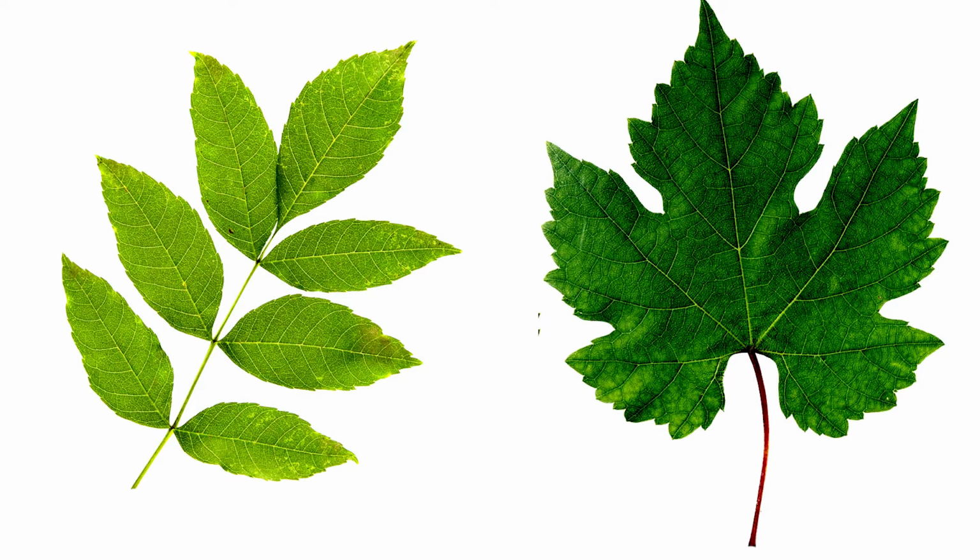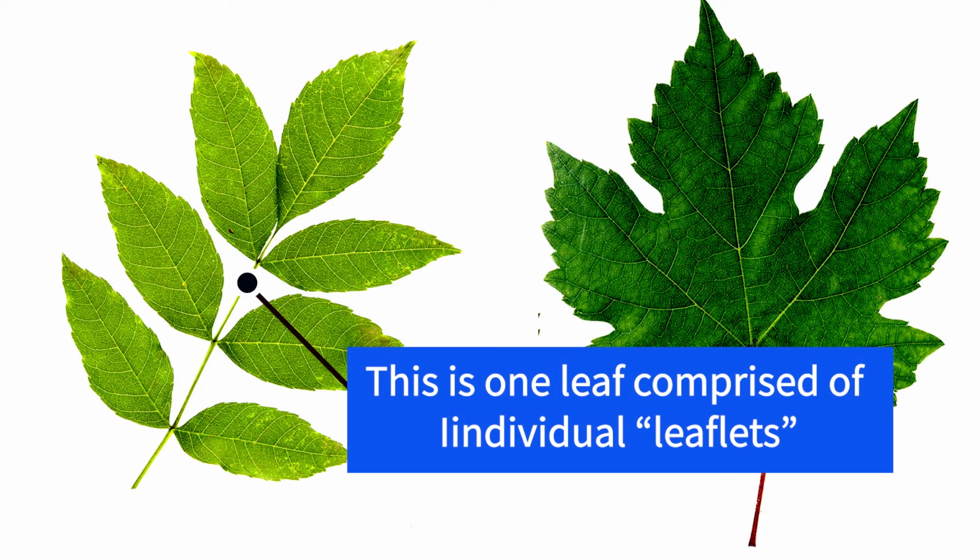So the best place to start is probably going to be different types of leaves. In general, we got two different types. You got simple leaves, like on the right here, and we've got compound leaves on the left here. Now, a compound leaf is actually one entire leaf comprised of a series of leaflets. So the left side of your screen right now, that's all one leaf.